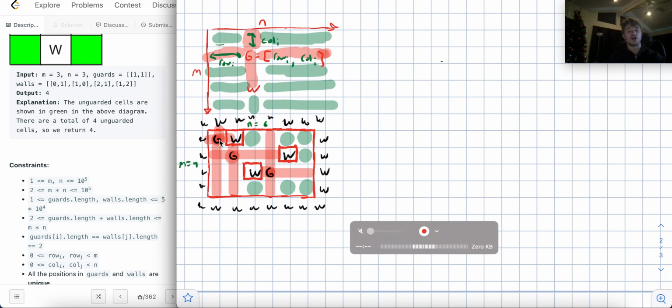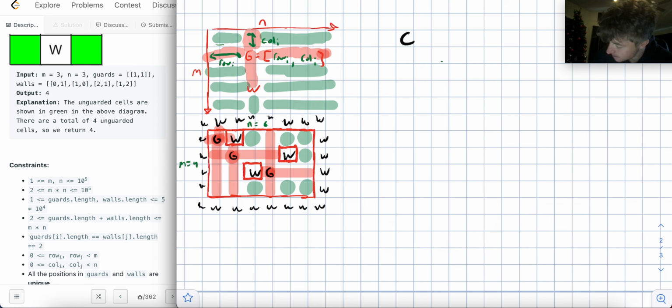We just looked at each guard. We looked at everything it covered. We did that for all guards. And then we said which cells are available at the end. So we should probably make some sort of system that says this C equals the cells in the grid.